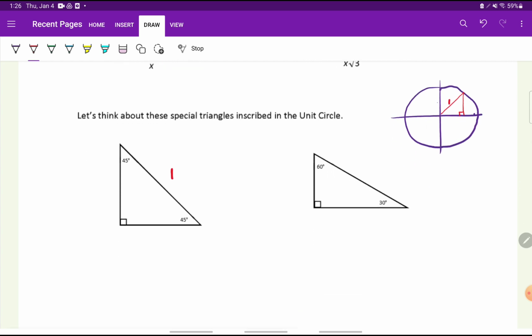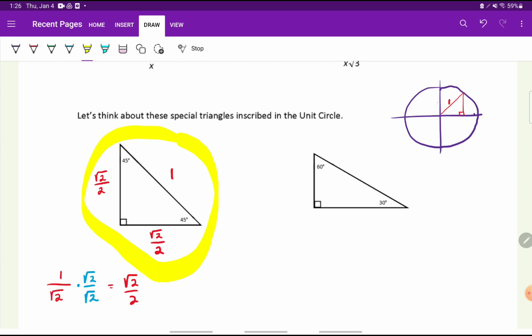So if we take that 1 and divide it by the square root of 2, that should be equal to our leg. But we want to write this in a rationalized form. So we'll multiply the numerator and denominator by the square root of 2, giving us square root of 2 over 2. That is going to be the value of each of the sides of a 45, 45, 90 triangle when we're in the unit circle. This is something you want to memorize.